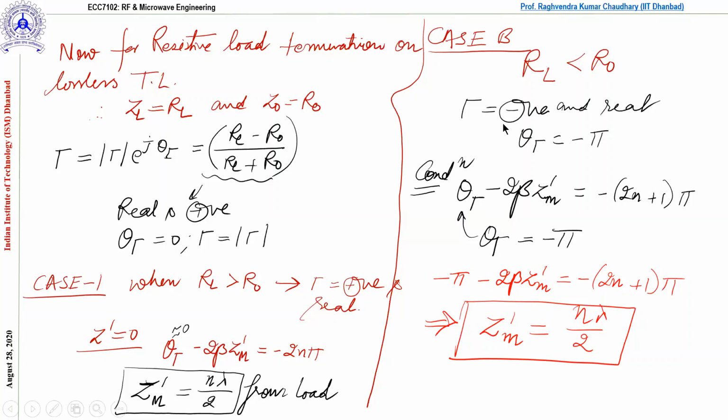Now you have the two very important cases, case 1 and case 2. We have realized that whether RL is greater than R naught or RL is less than R naught, we can find the location of minima and maxima from the load side. Theoretically we can do this, and it is really very important. Now let's try to draw these things and understand this outcome. If I draw, let me choose a color first.